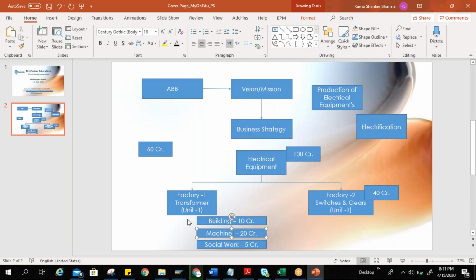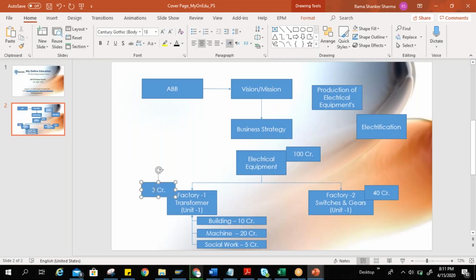So all these are my proposals, and this has to be attached with my this unit. So I can say this is coming from my manager directly as per his requirement. So I can understand here I need 20 plus 10, 30 plus 5, 35 crore I need here as of now.